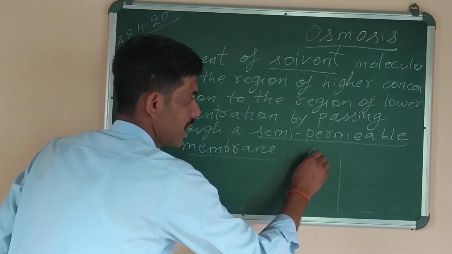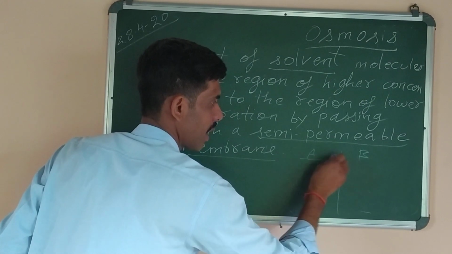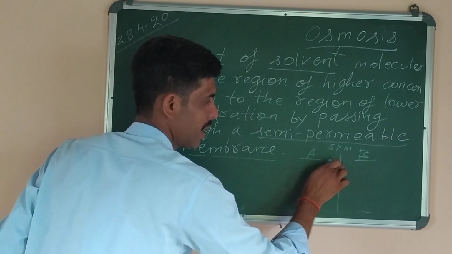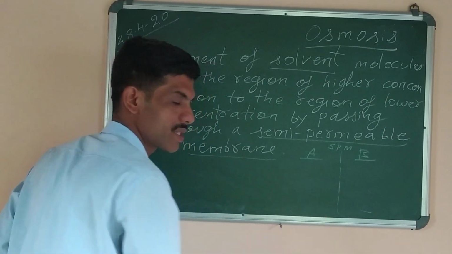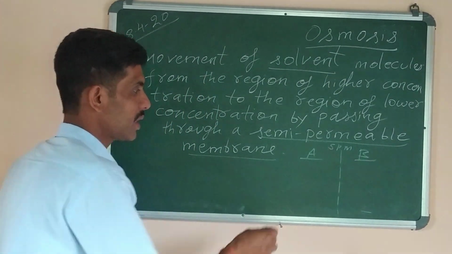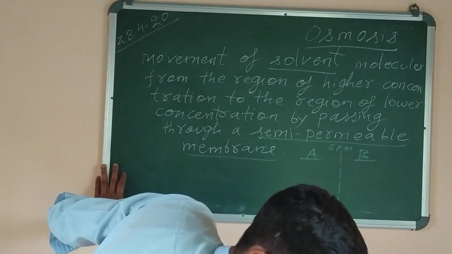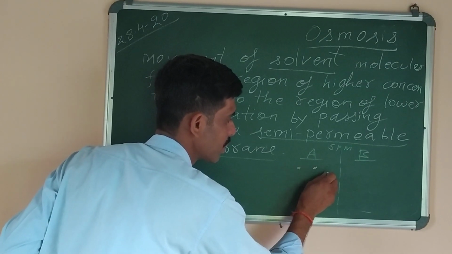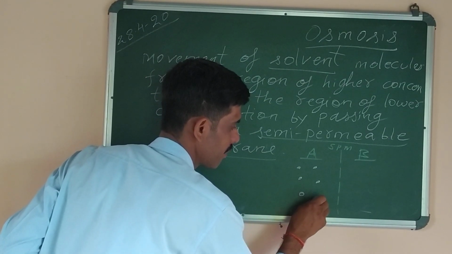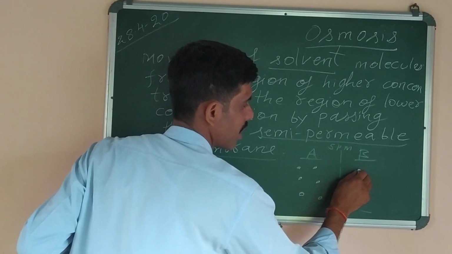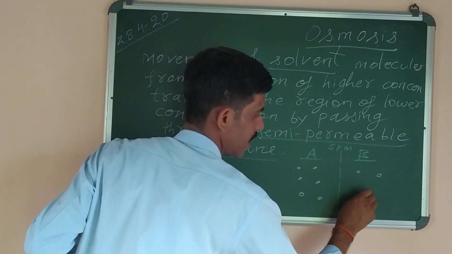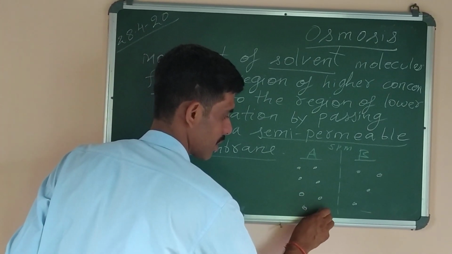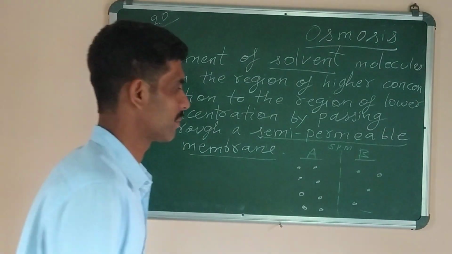This one is side A, this is side B, and this one is a semi-permeable membrane. SPM, semi-permeable membrane. It has tiny pores in it. And these are the solvent molecules. I will draw the solvent molecules in some other color. You can see solvent molecules 1, 2, 3, 4, 5, 6. Here 1, 2, 3, 4. Okay, here 8 I have drawn, here 4 only.